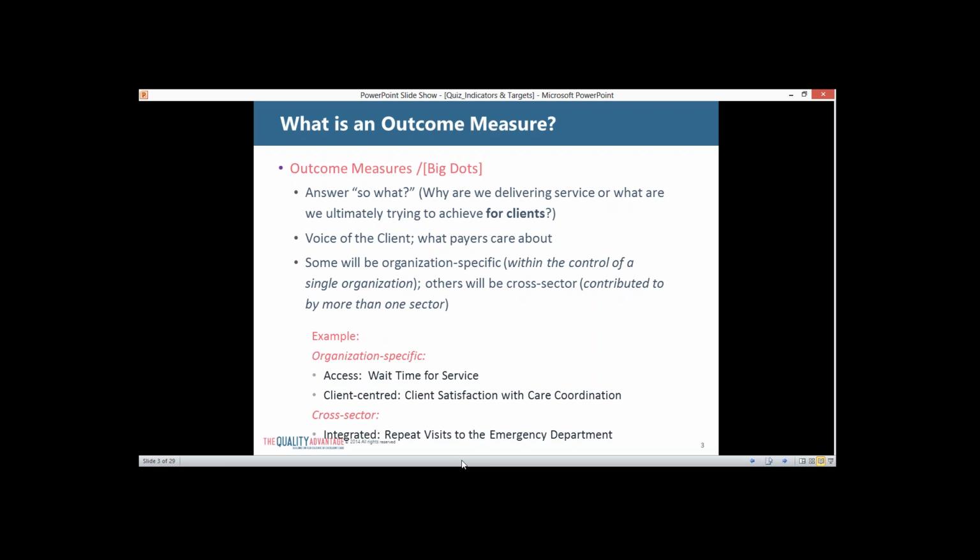Additionally, on this slide is a cross-sector example that fits within the integrated domain, and it's repeat visits to the emergency department. So you can see that for that kind of an indicator, it would be very challenging for one organization to be held solely accountable for an increase or a decrease in that metric. And that's why we put it in the integrated domain, because it takes more than one organization to impact it. And it's definitely an outcome measure.